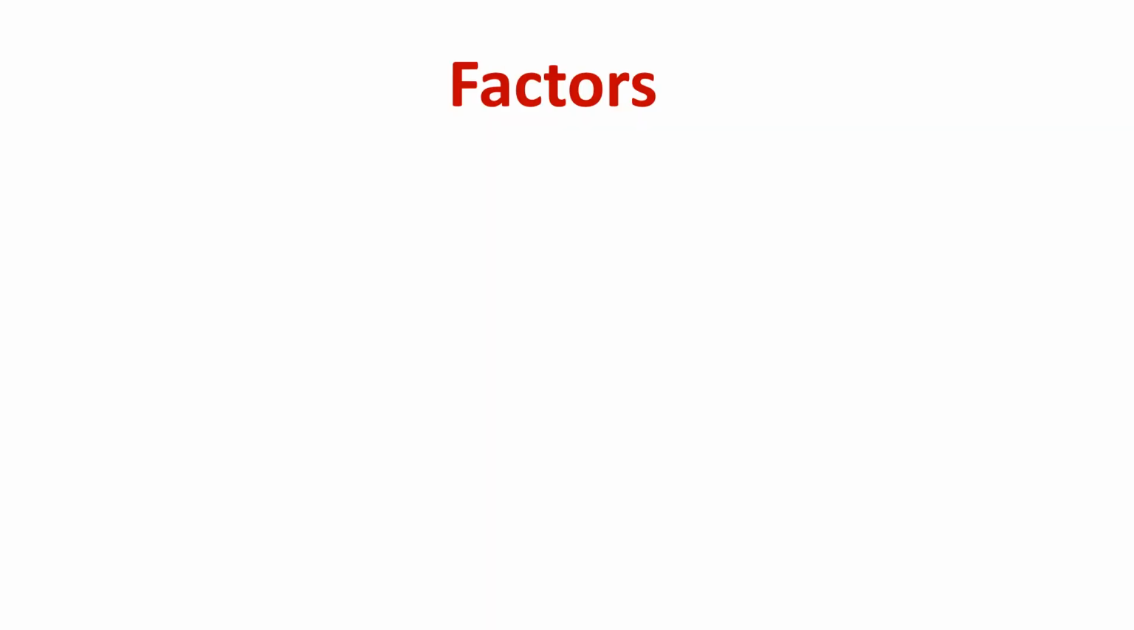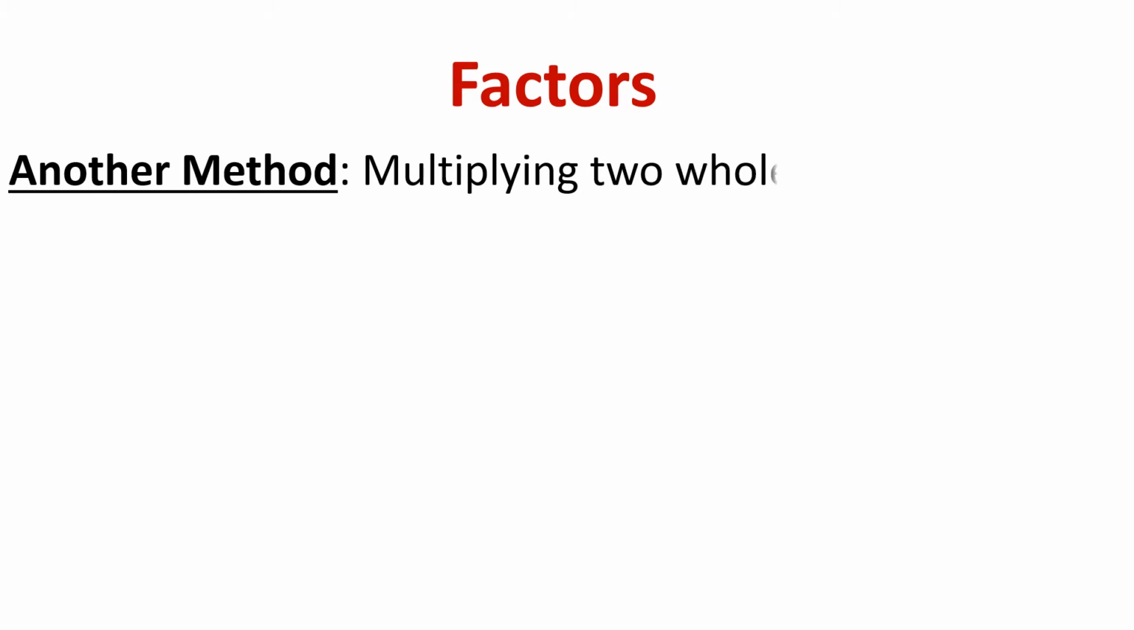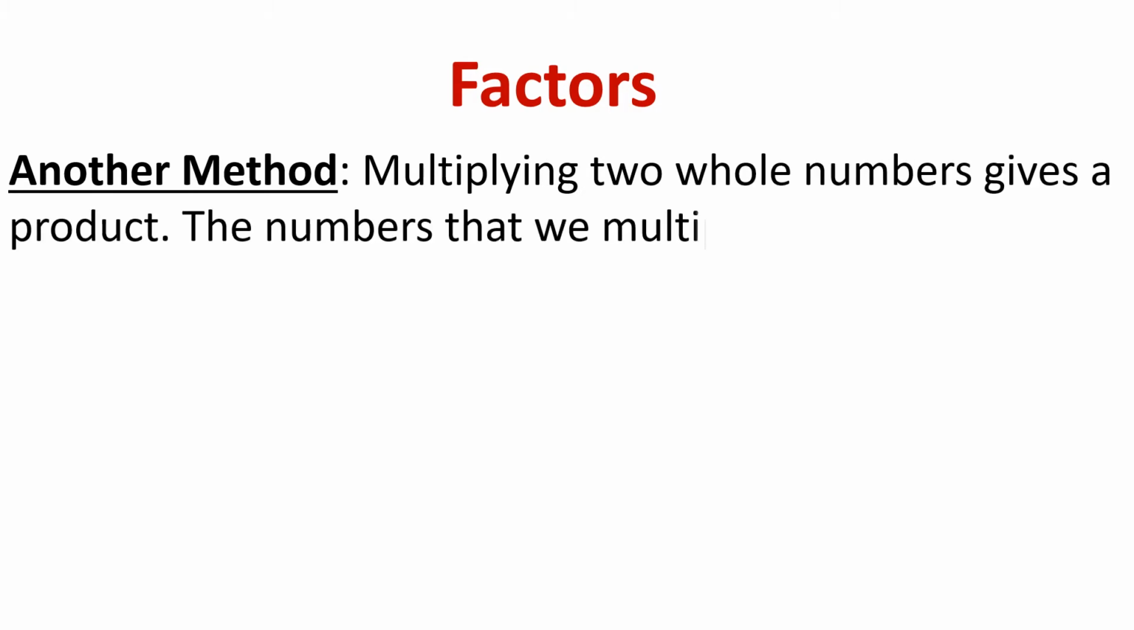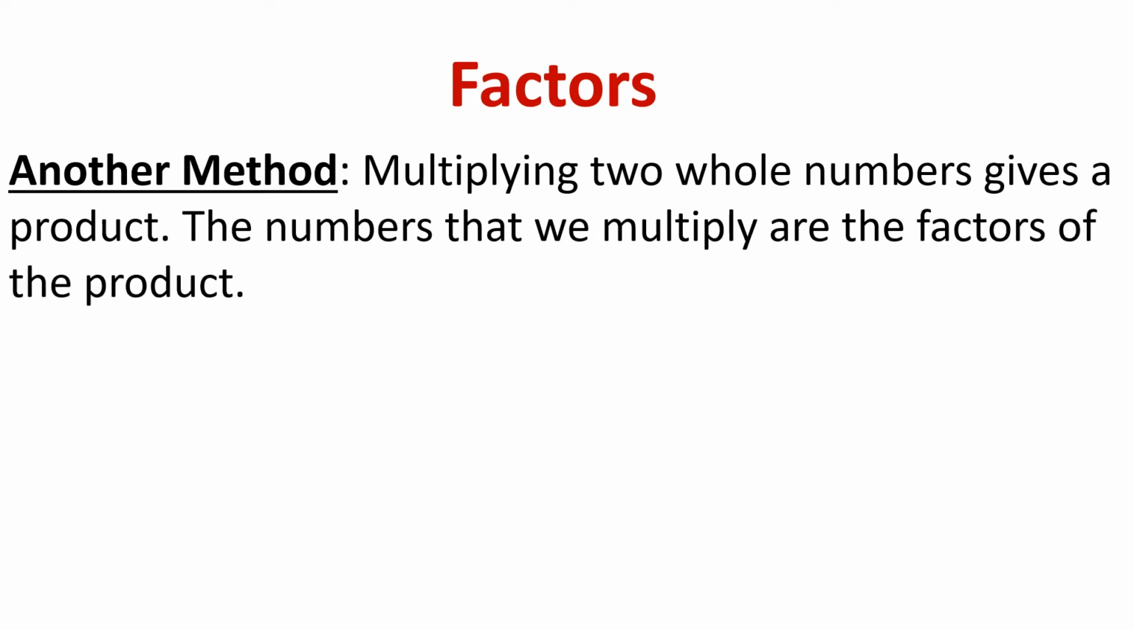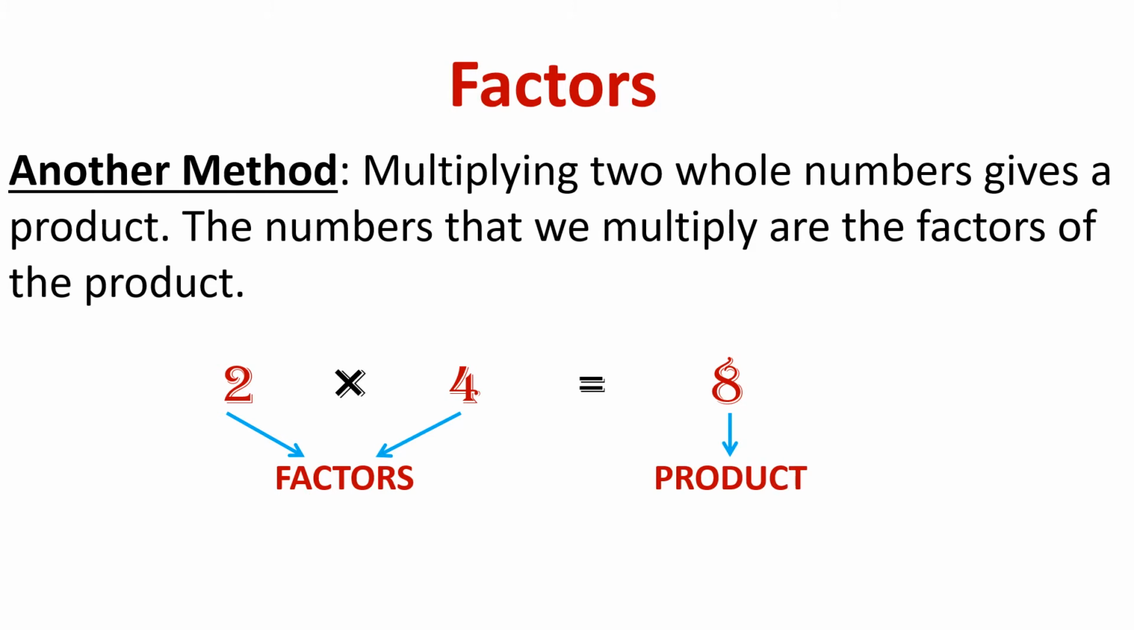There is one more method to find the factors. Let's see. Multiplying two whole numbers gives a product. The numbers that we multiply are the factors of the product. For example, 2 multiplied by 4 is equal to 8. So 2 and 4 are the factors of product 8. So we can say that factors are the numbers you can multiply to get the original number.